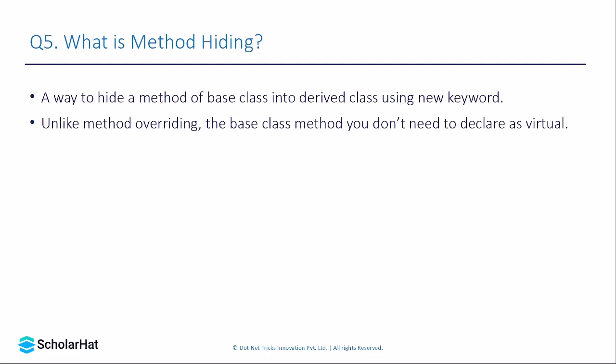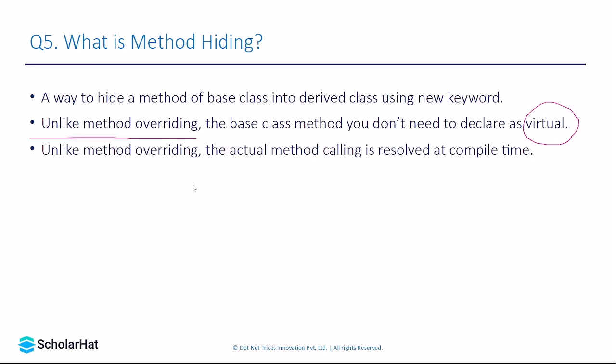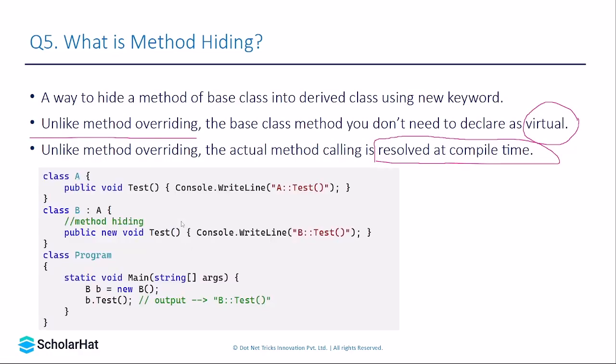Remember, in the previous slide we discussed that if you have to do method overriding, the base class method should have a specific keyword, that is virtual. That requirement is not there in the case of method hiding. In method hiding, there is no need to use the virtual keyword in your base class. And again, the actual method calling is resolved at compile time. So whatever method needs to be called by the compiler in the case of method hiding is also decided at compile time only. Let's understand this with the help of an example.